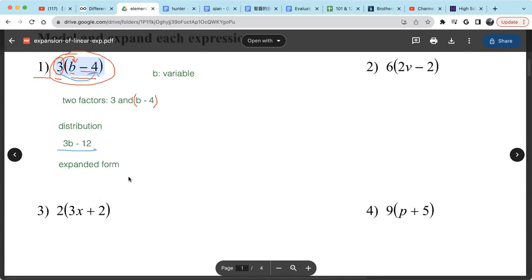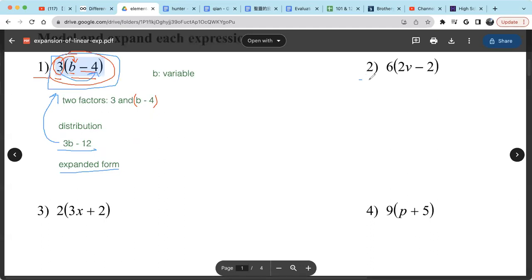So expressions can be written in different ways. And normally we love the factored form. We would go the other way around. We would start with 3B minus 12 and end up with a factored form. So we factor out 3. Then we write B minus 4 inside the parentheses. So this is an expression that can be written in expanded form or factored form.